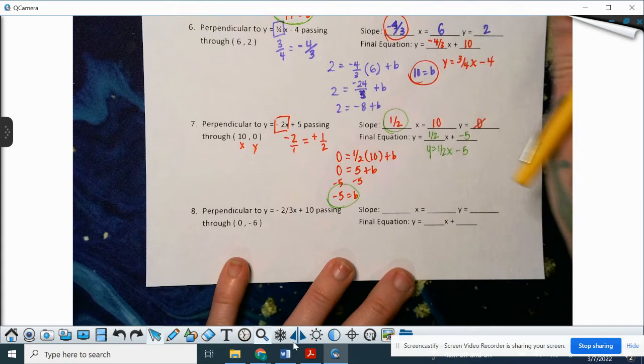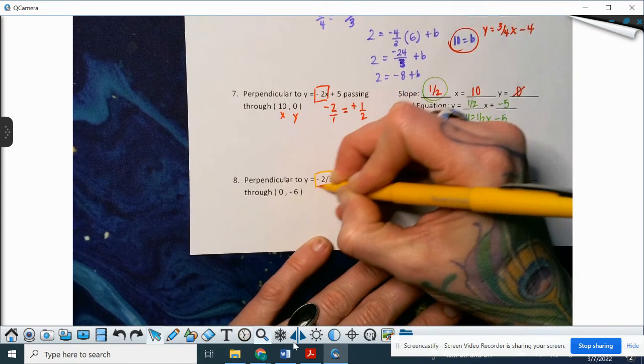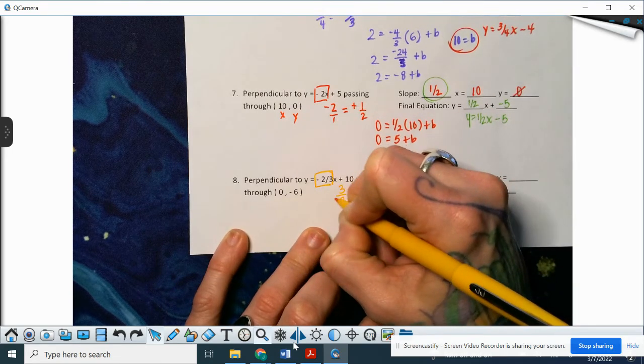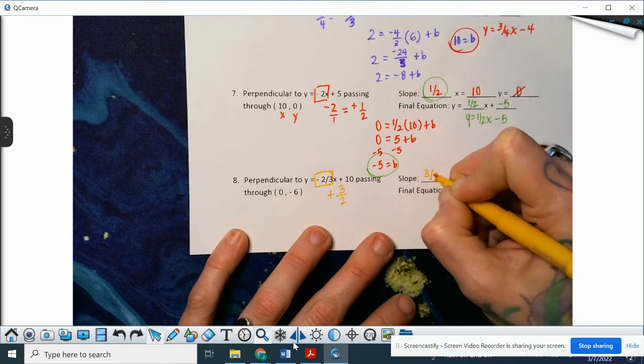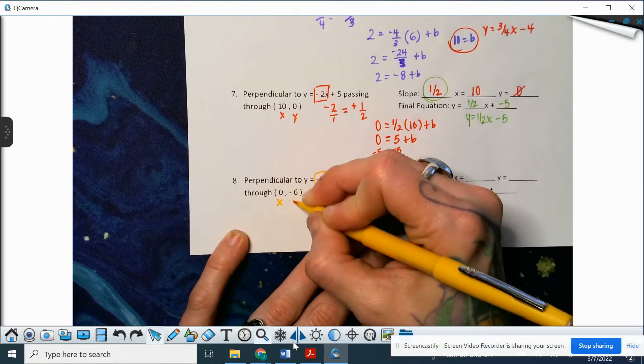Last but not least, negative 2/3 x. So we have negative 2/3. And all we're paying attention to is the slope. We're going to flip it, which is make it 3/2, and it's going to become positive. So our new slope is 3/2. Whoa, hello, 3/2. And then our x value is 0, and our y value is negative 6.